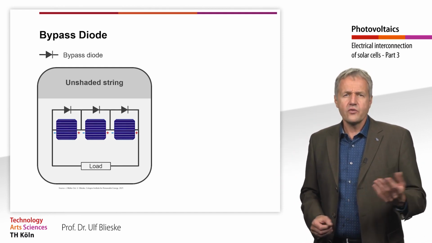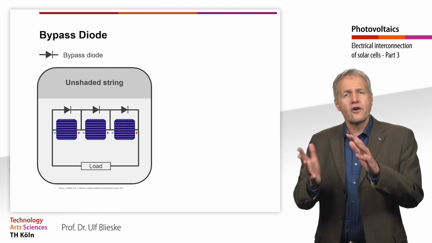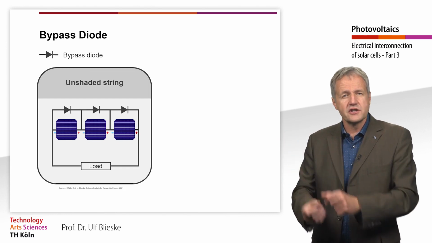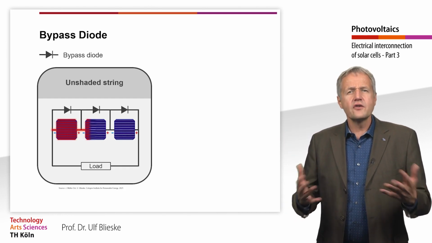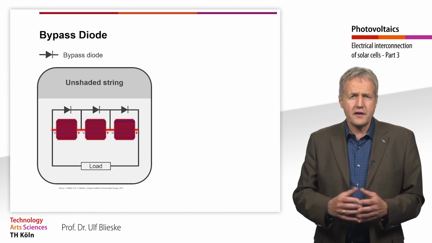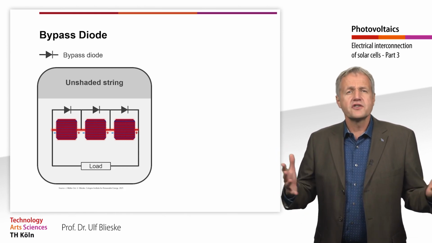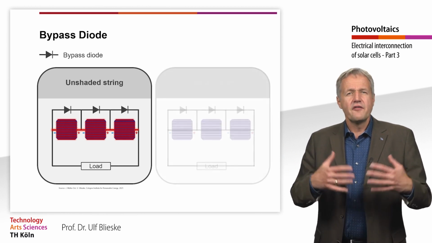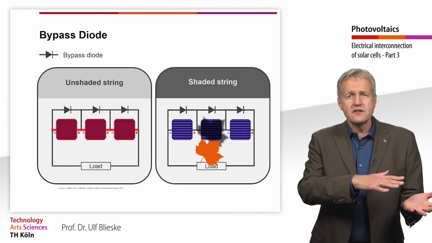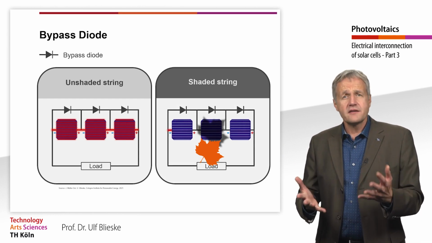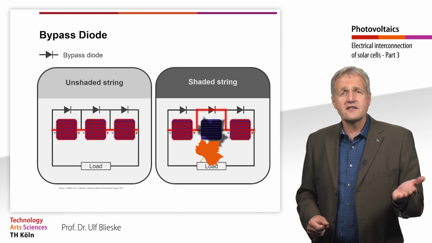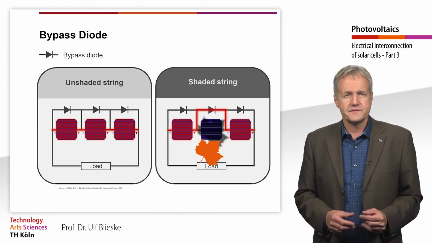As we learned in the first week, a diode blocks current flow under negative voltage and conducts it under positive voltage. As long as no cell is shaded, no current flows through the bypass diodes, so they do not interfere. If now the cell is shaded, a negative voltage is applied to the cell. The bypass diode above the cell now conducts the current and the shaded cell is bypassed.